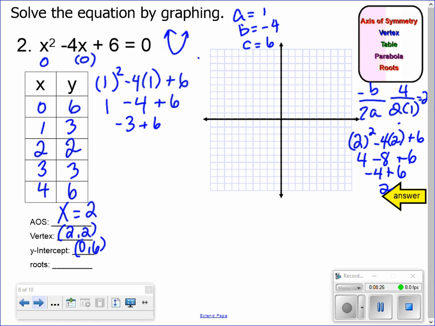So I go to graph. I've got a point at 2, 2. I've got a point at 1, 3. I've got a point at 3, 3. I've got a point at 4, 6. And one at 0, 6. This one, if you notice, because it opens up and because it does not cross, there are no roots.